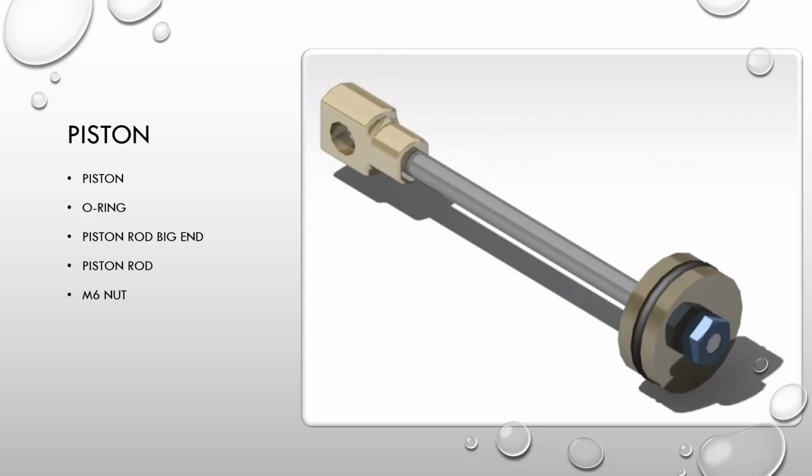The next subassembly we had was the piston subassembly, which consists of the piston itself, an O-ring, the piston rod big end, the piston rod, and an M6 nut. On this one, a problem that I found was that the initial drawing I was given for the piston included the O-ring in the drawing, so I learned that you had to separate the two. I had to make a separate O-ring and then just assemble it in later. The purpose of this subassembly is to convert the pressure provided by the steam into translational motion.